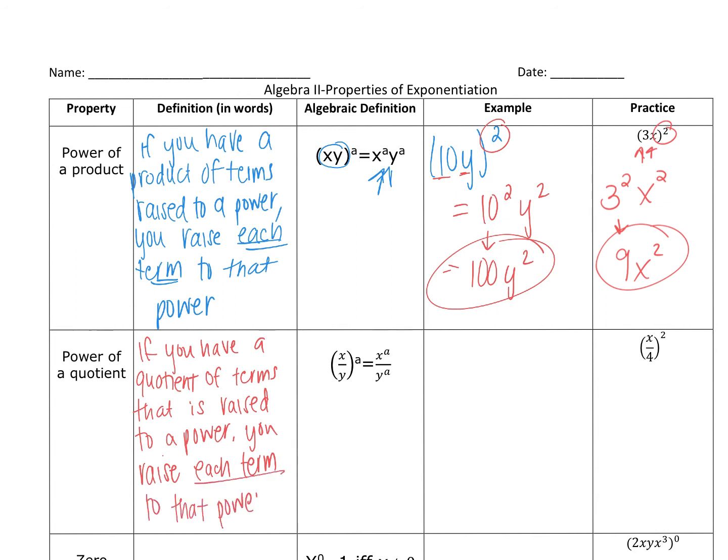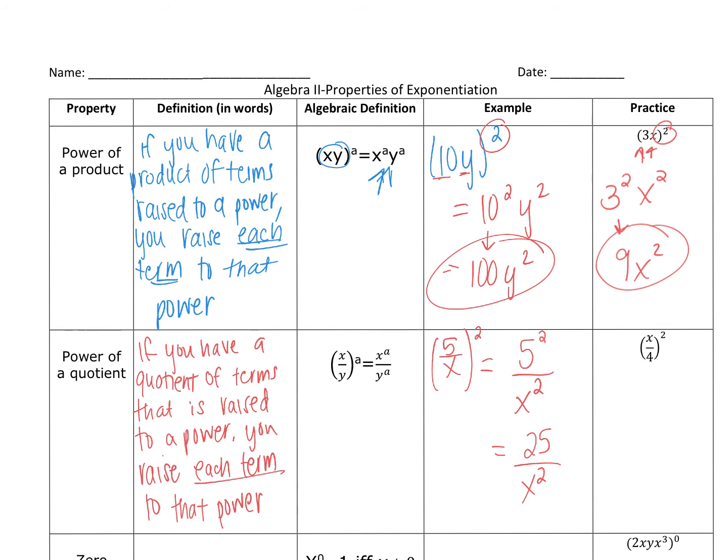And an example of this would be something like 5 over x squared, where the whole quotient is being squared. So same thing as multiplication, you can just break it down into 5 squared all over x squared, where the top would then be 25 all over x squared.